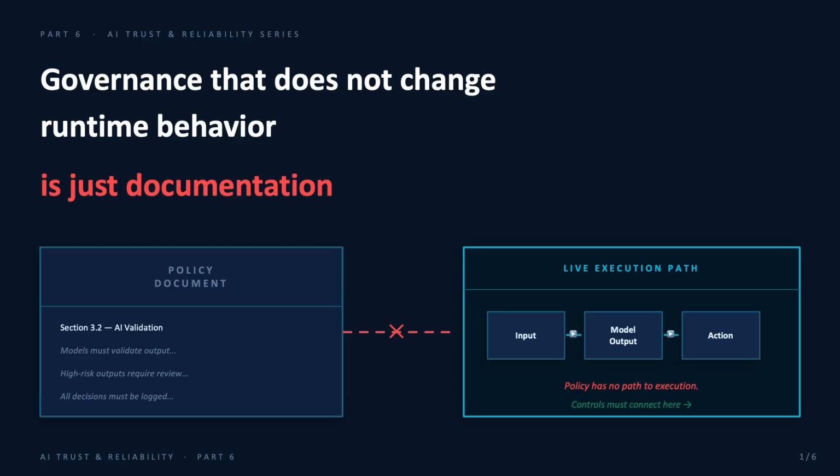If not, the policy is not governing execution. It is just describing what should happen. That is the gap. And that gap is where production AI risk shows up. On this slide, the policy document is on one side and the live execution path is on the other side. Input comes in, the model produces output, and action may happen. If policy has no path into that execution flow, then governance is disconnected. And disconnected governance does not make AI production ready.